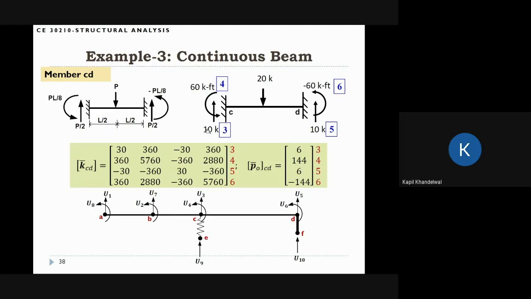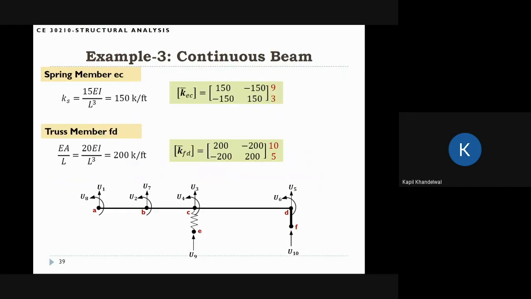But the number should actually be 10, 60, 10 minus 60. So these are the 4 numbers that I should have put in here, but I made a mistake here. Next, what we can do is calculate the stiffness matrices for the spring member and the truss member.